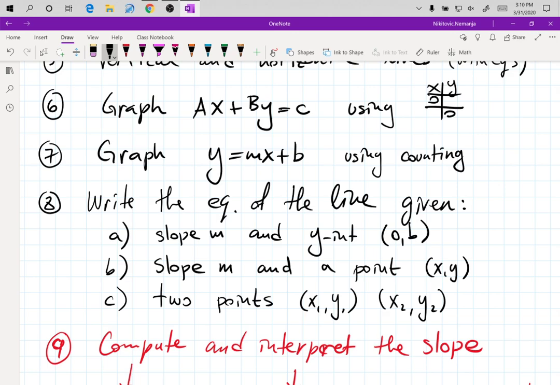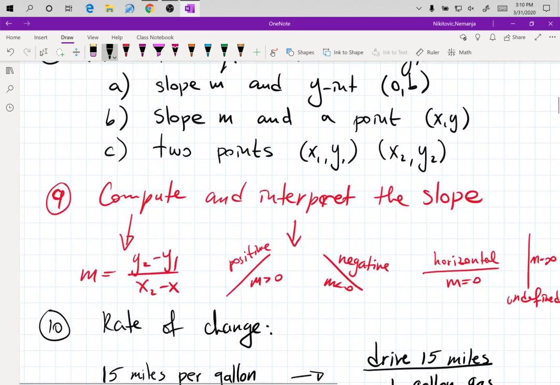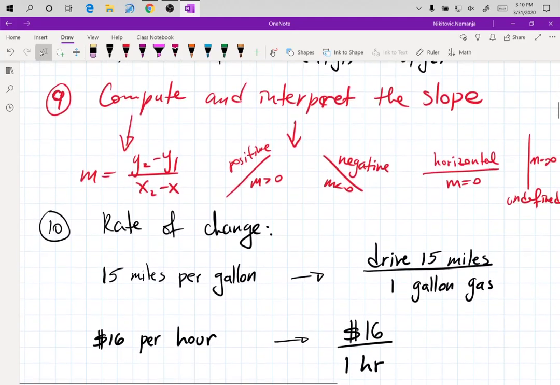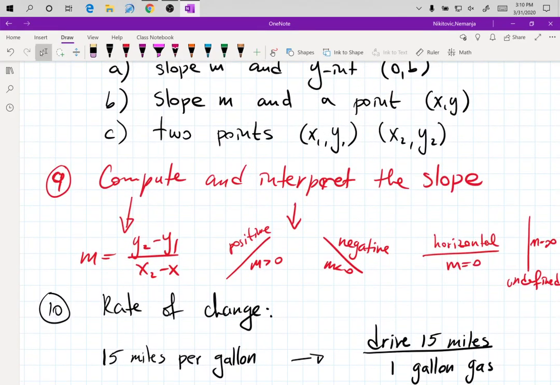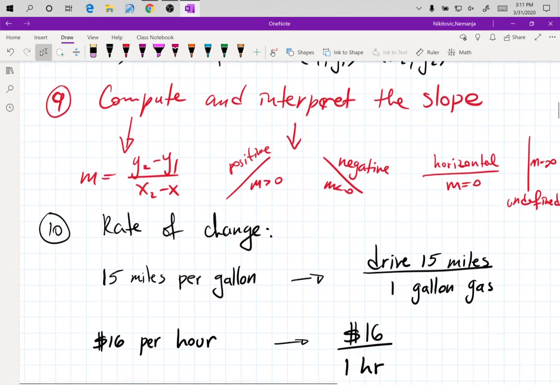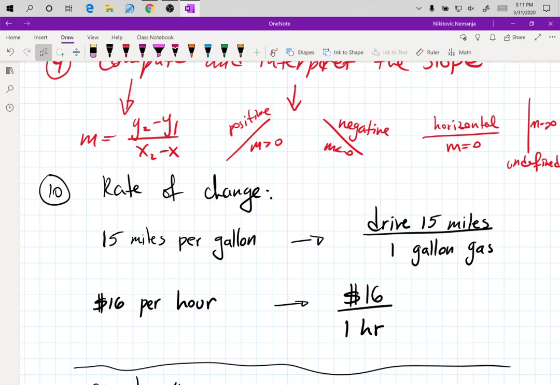Okay, so the last point is to compute the slope and interpret the slope. So compute and interpret the slope. And we use the formula. Make sure you know what is the positive and negative slope, what the line would look like. And then we have the rate of change to interpret the slope, right? So that's the interpretation of the slope, rate of change for the word problems.